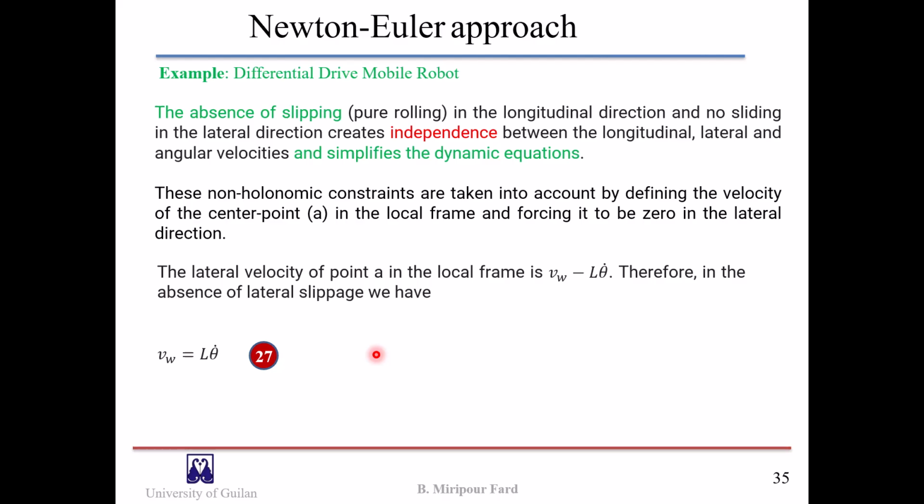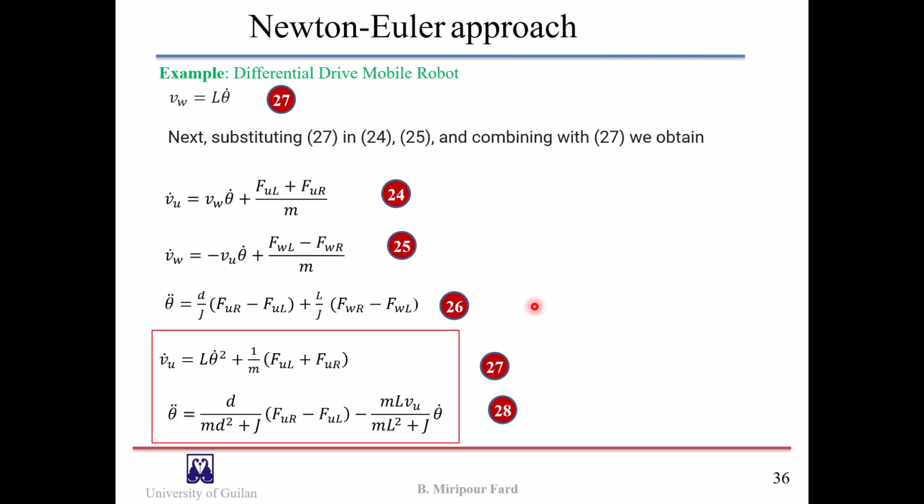The absence of slipping or pure rolling in the longitudinal direction and no sliding in the lateral direction creates independence between the longitudinal, lateral, and angular velocities and simplifies the dynamic equations. These non-holonomic constraints are taken into account by defining the velocity of the center point A in the local frame and forcing it to be zero in the lateral direction. The lateral velocity of point A in the local frame is V_W minus L theta dot. Therefore, in the absence of lateral slippage, we will have V_W equals L theta dot. You can see here again equation 27.